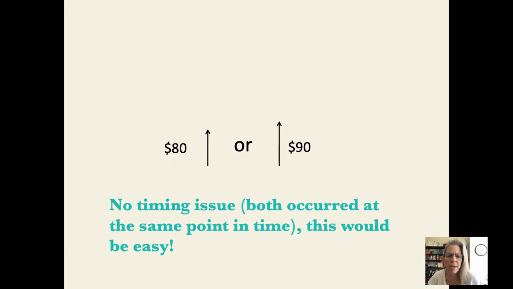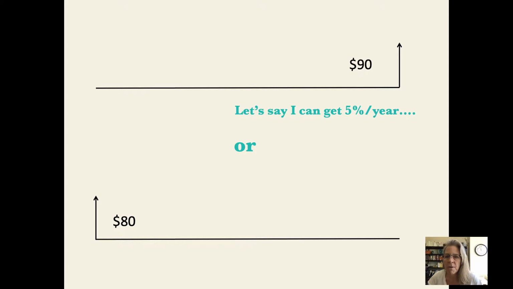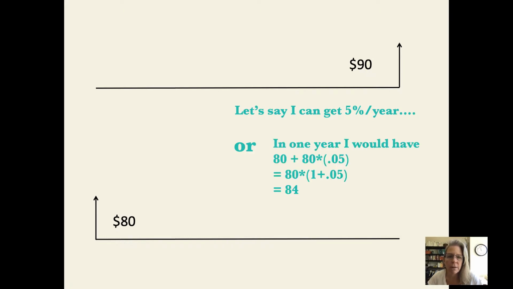Now, if these had occurred at the same period of time, it would actually be quite easy. We would just say, well, we prefer $90 over $80 because it's bigger. But in this case, because it doesn't occur in the same period of time, the question we need to ask is, if I had $80, what would I do with it? And let's just say that we would put it in the bank and we'd earn i% interest. And in this case, I'm just going to assume a 5% interest. So now I'm going to actually be shifting that $80 to 1 year in the future, and then I can directly compare it to the $90.